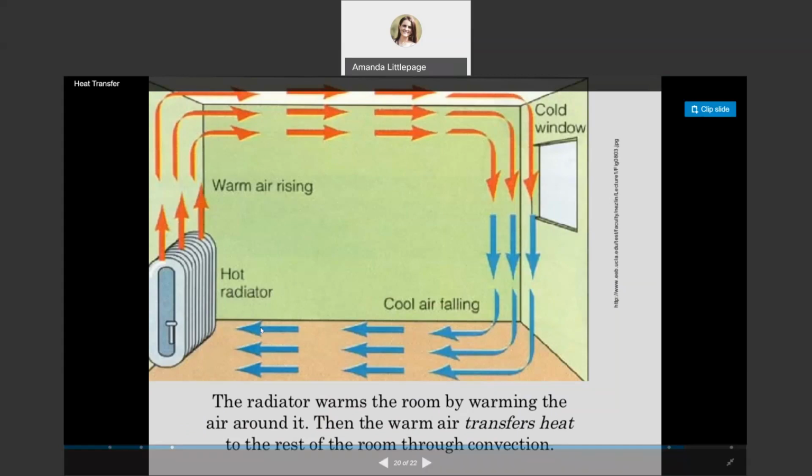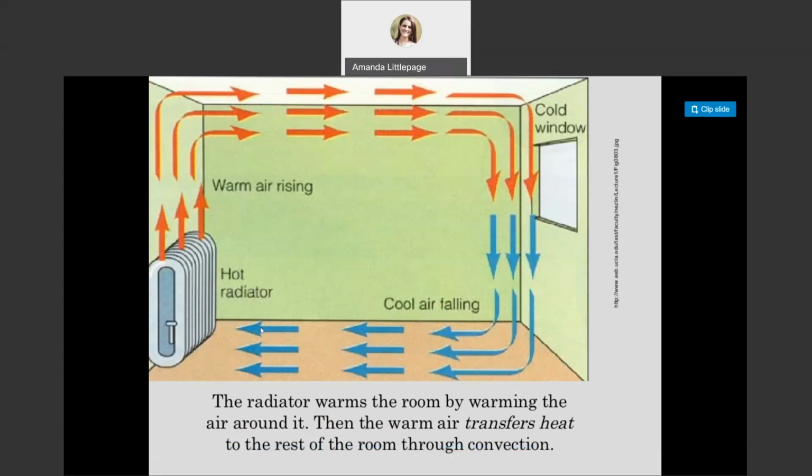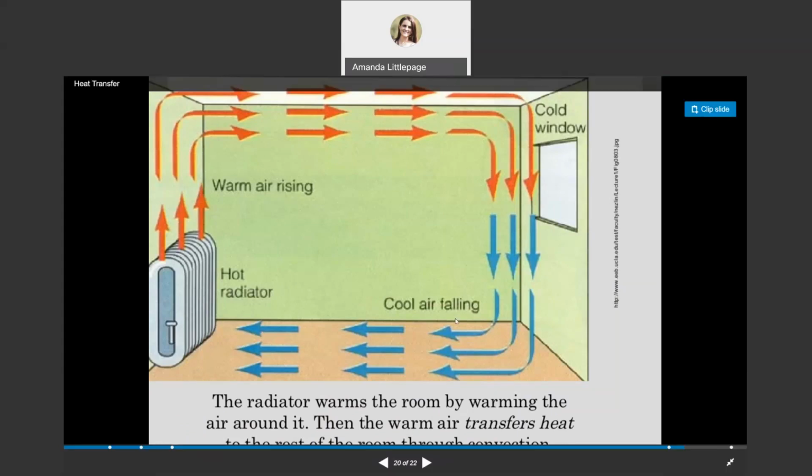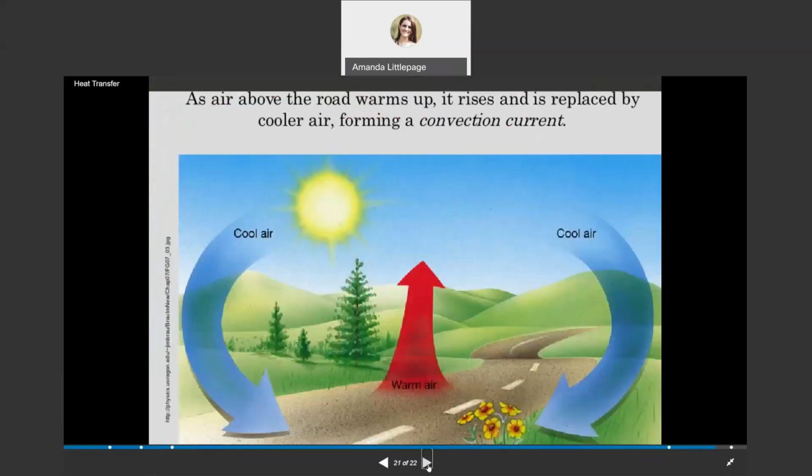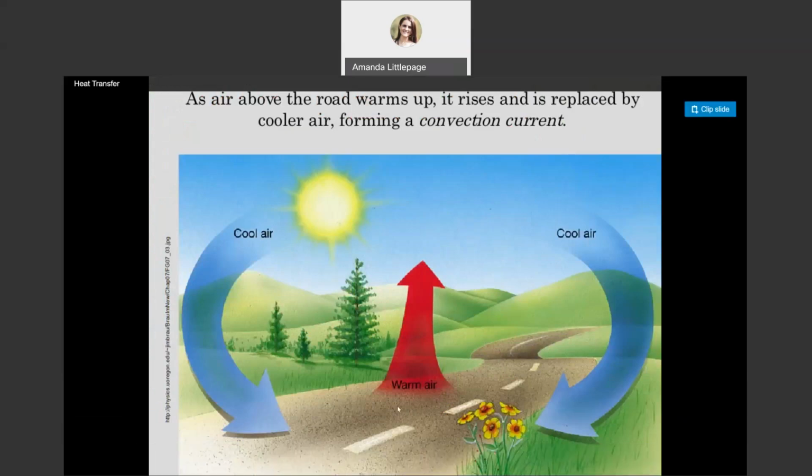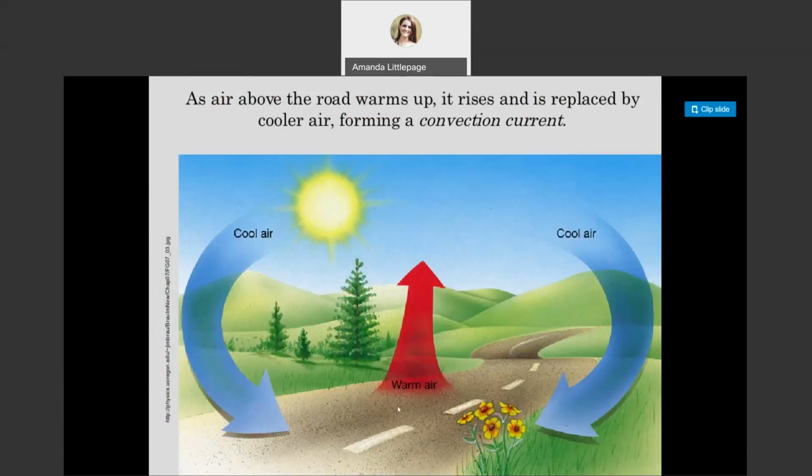So a radiator warms the air around it, warm air rises and transfers heat, and then it cools, and the cycle will continue. This is also what drives weather patterns on our planet. The sun, through radiation thermal energy, heats the Earth's surface. It heats the air, so that warm air rises up, and then it cools down and flows and sinks back down. And that's why we have wind and different weather patterns that exist on the planet.